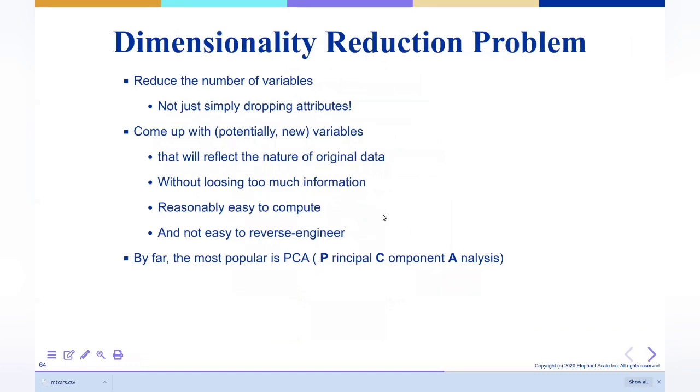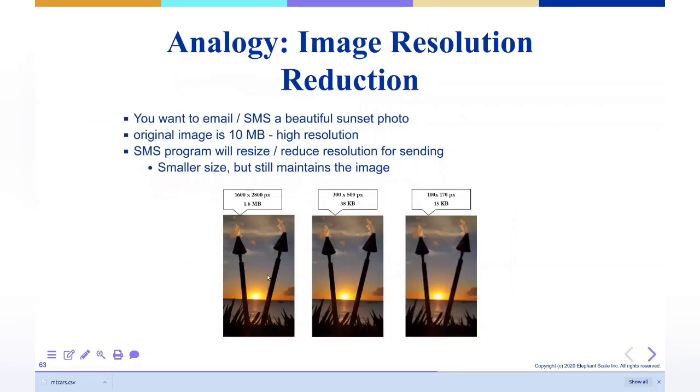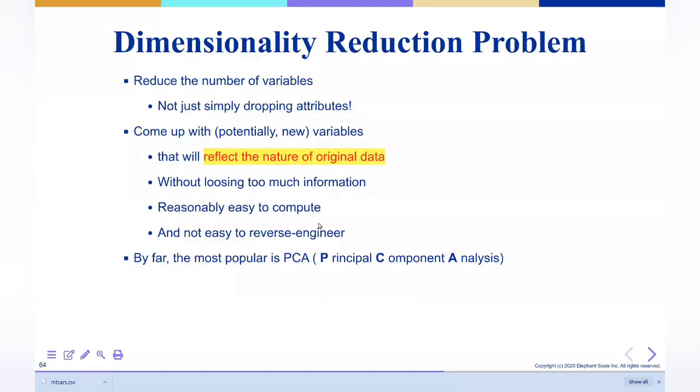Okay. So again, like I said, not just simply dropping attributes. We come up with new variables, and the goal here is we still want to retain the original signal. We are losing some information, that's for sure. Think of compressing a picture. You're definitely losing some information, because the original picture was 1.6 megabytes and this is 38 kilobytes. There's no way you can capture everything that was in 1.6 megabytes in 38 kilobytes. You're definitely losing some information, but the idea is still to keep as much of the original signal as possible.